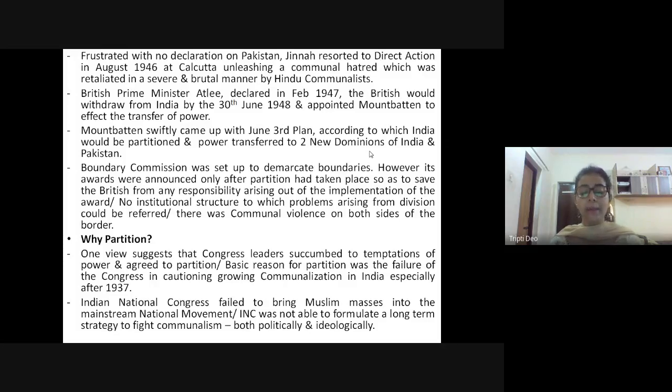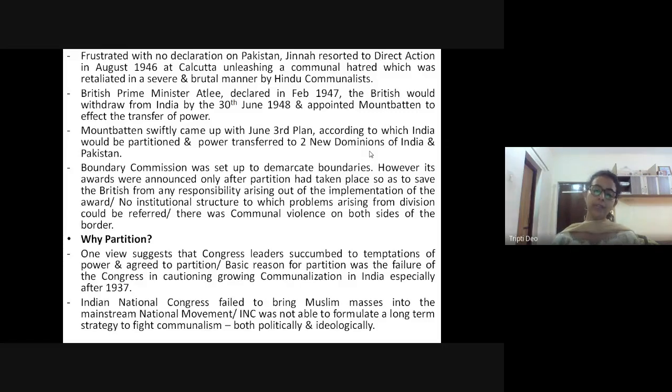Now, partition, why partition? There are many views on why this partition really took place. One view suggests that Congress leaders had succumbed to temptations of power and agreed to partition India. The basic reason for partition was the failure of the Congress in cautioning growing communalization in India, especially after 1937.